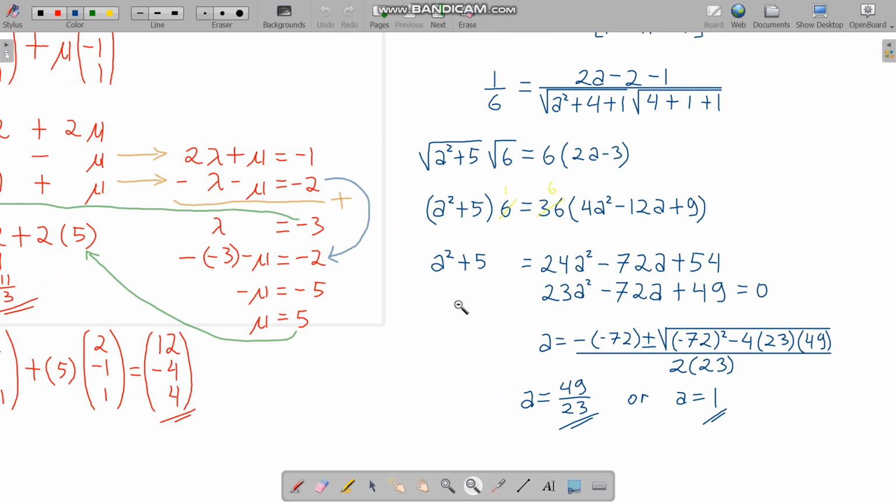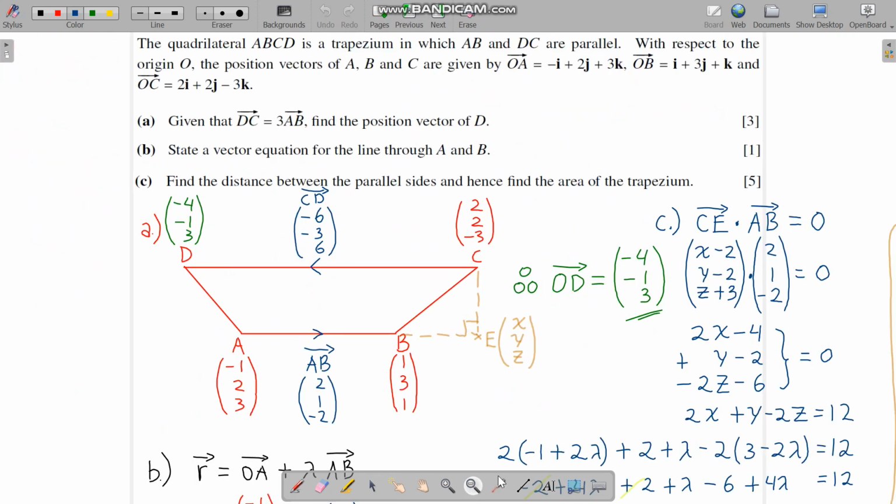Alright, next we have a quadrilateral ABCD, a trapezium, AB and DC parallel. We know the point A, we know B, we know C. Given that DC equals 3AB, find D. Okay, so I suggest you draw a sketch of the trapezium ABCD. Write down what you know. You know A, you know B, you know C. So the vector AB from A to B, of course, will be 2 1 minus 2.